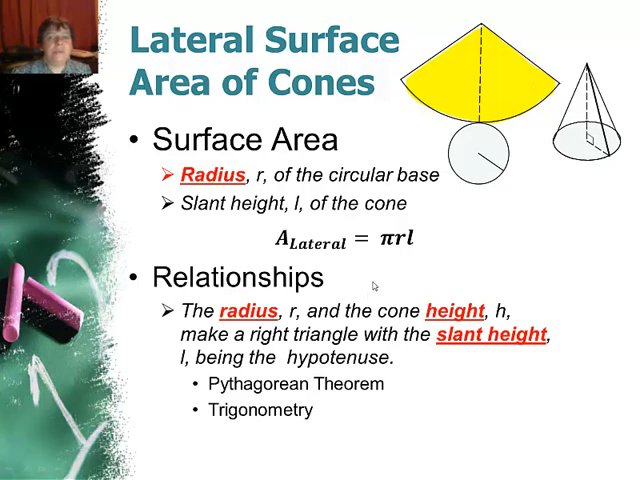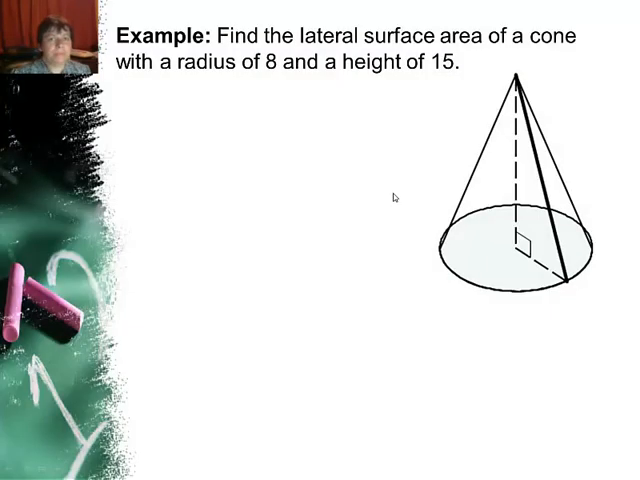So one important thing, just like with pyramids, we have a right triangle here with the radius, the height, and the slant height. So you will often find yourself using the Pythagorean theorem or trigonometry to figure out one of these values given the others. So let's take a quick look at an example.